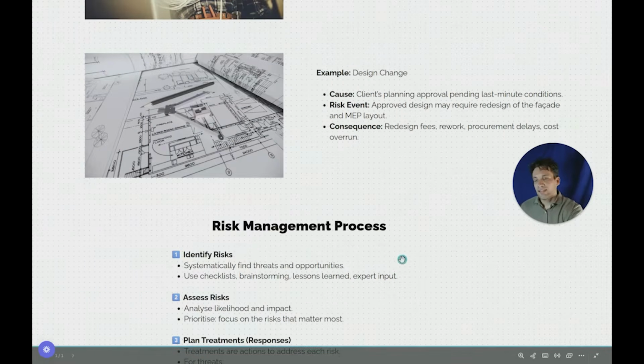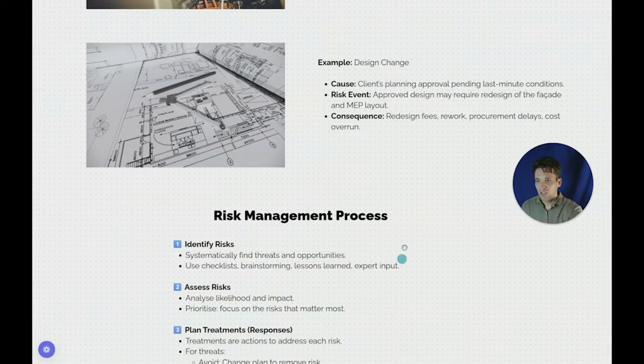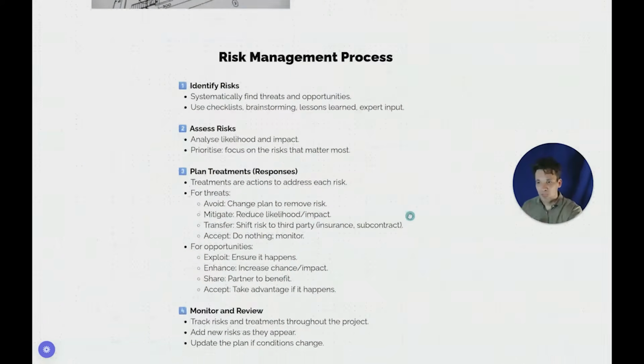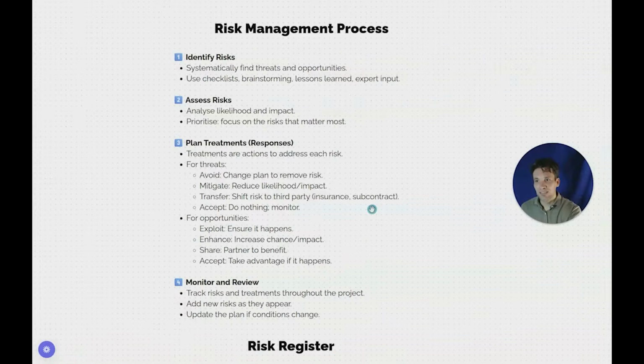Okay, so now we understand a risk event, a cause, and a consequence. Let's actually talk about the risk management process. What is the process that we follow to increase the chances of our opportunities happening and reduce the chances of our threats? So it's a 4-step process which starts with identifying our risk. We need to systematically find the threats and opportunities of the project.